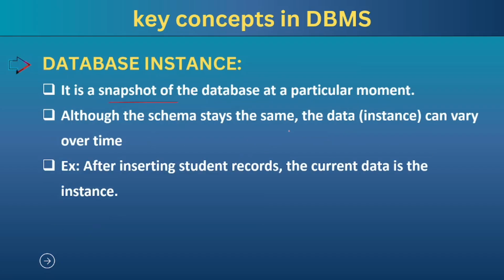The schema stays the same. What is the meaning of schema? It is a structure. The structure will remain the same, but the data can vary over time. For example, first time I'm giving one data and next time I'm giving another data, right? But the structure will be the same only. Clear now? Next, example, after inserting student records, the current data is the instance.